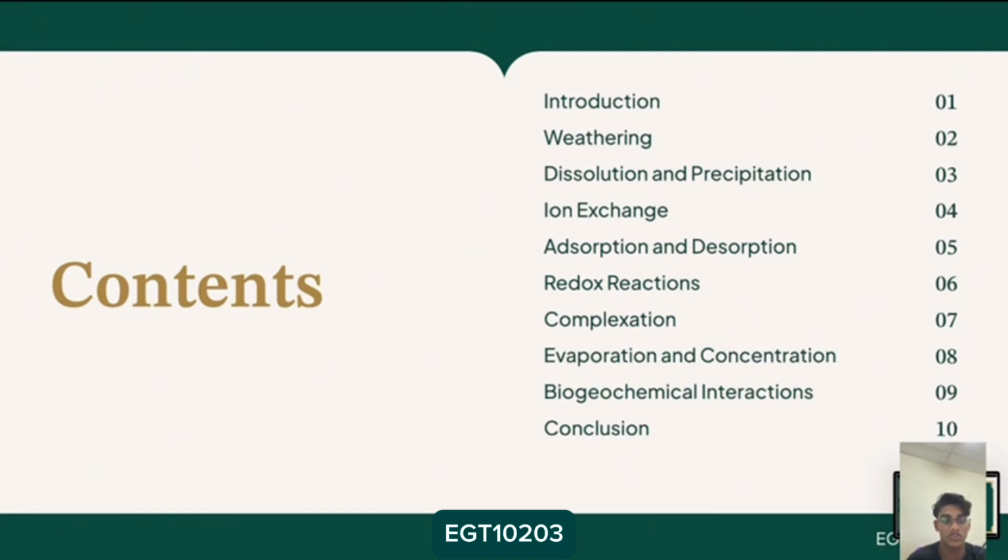Next up is redox reactions, where chemical species gain or lose electrons, often transforming into new substances. And there are a few more processes which will be presented by my friend Farhan. Now let's take a closer look at each process, starting with weathering.